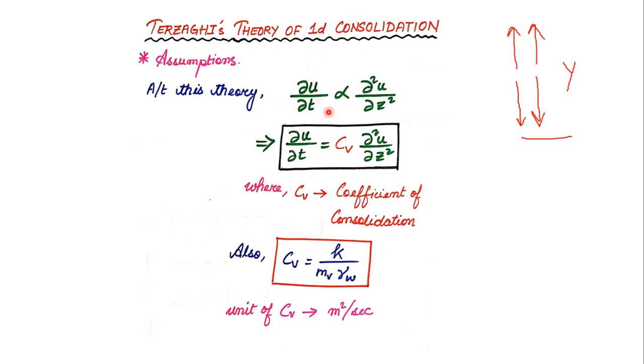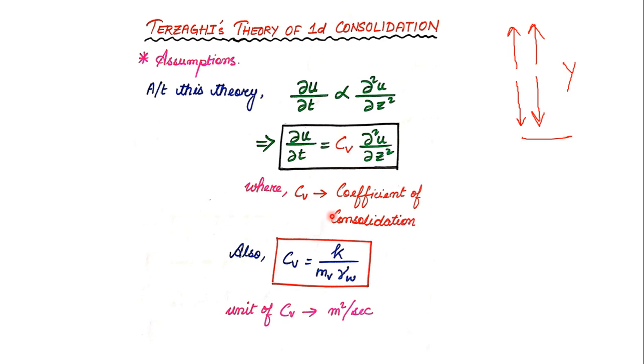Now we know that whenever there is proportionality, there comes a proportionality constant. So in the next step you can see del u by del t is equal to Cv into del square u by del z square. So Cv here is the proportionality constant. So Cv is known as coefficient of consolidation.